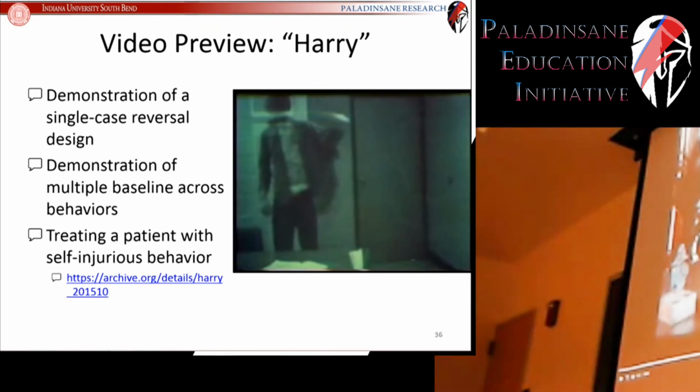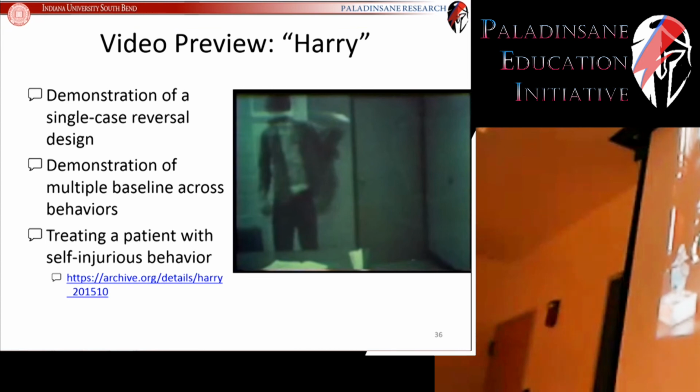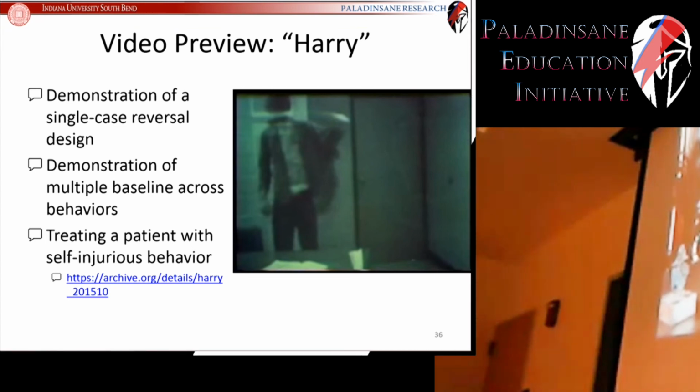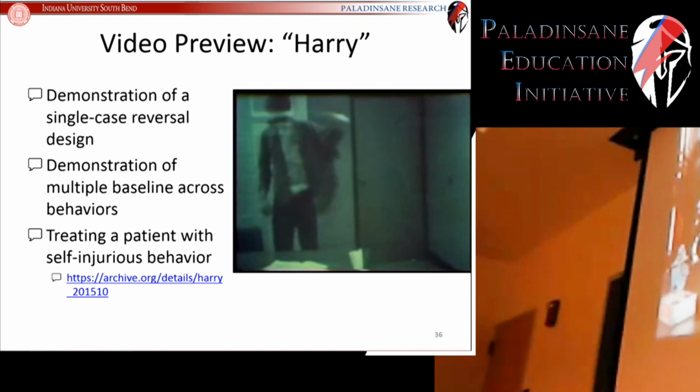So that was a nice synopsis of the logic behind the reversal design. The treatment began immediately following the final baseline session. Briefly, the program was as follows. We would select an activity that Harry could perform. Harry would be told as we removed his restraints that he could earn back his restraints following the activity.